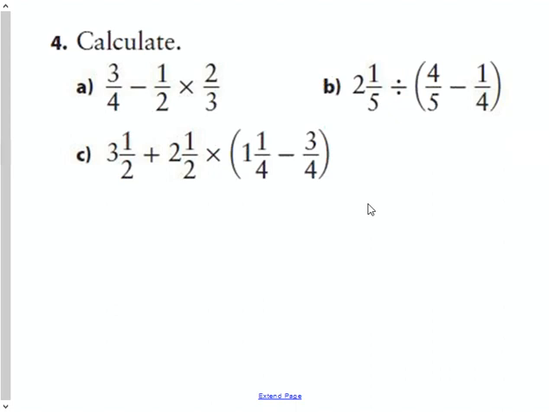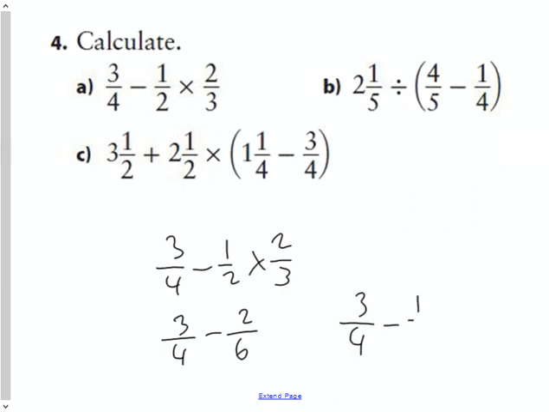So the first question, A, says 3/4, take away a half, multiplied by 2/3. The first thing you need to do is realize that there are two operations of subtraction and multiplication. I will not do my subtraction first, but rather I will do what 1/2 times 2/3 is, which is 2/6. Now obviously it would be easier if you used that in lowest terms, which of course is 1/3. So you can either do 3/4 take away 2/6, or if you wanted to, just do 3/4 take away 1/3. It makes your numbers a little bit easier, but you don't have to do it.